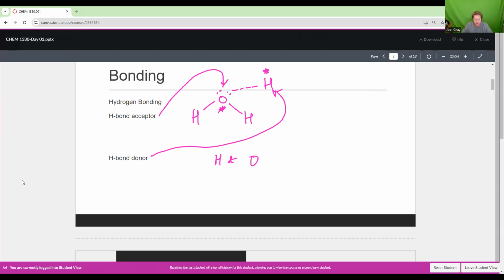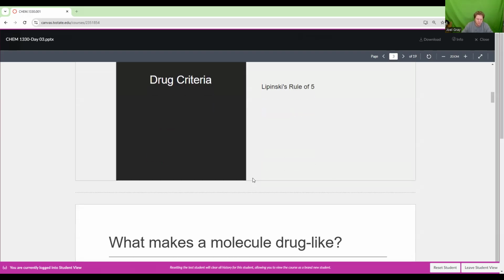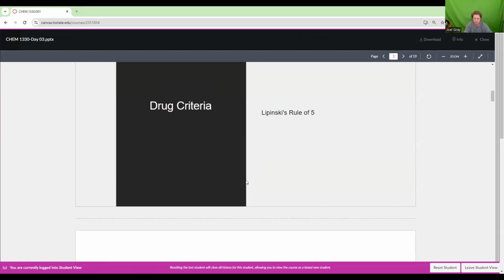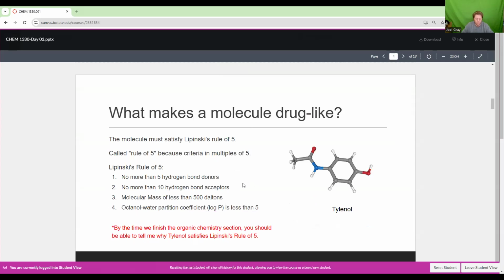Let me clear all this out. Then we get into kind of the criteria for drugs, and that's Lipinski's rule of five. There's a rule of five, not to be mistaken with five rules. So Lipinski's rule of five brings up the number of hydrogen bond donors and the number of hydrogen bond acceptors. In addition to that, the molecular mass.